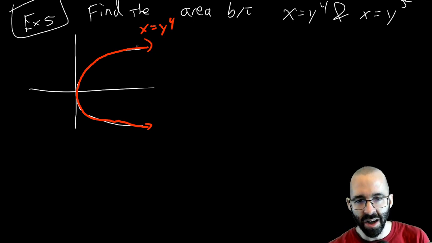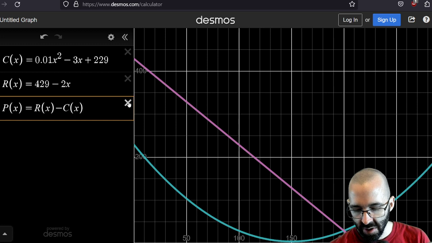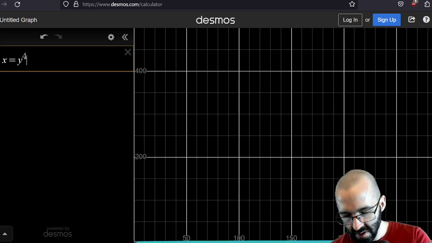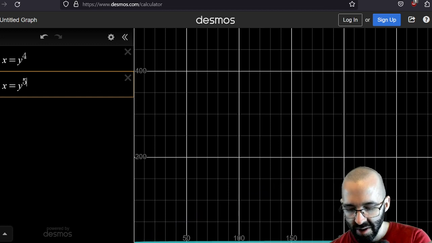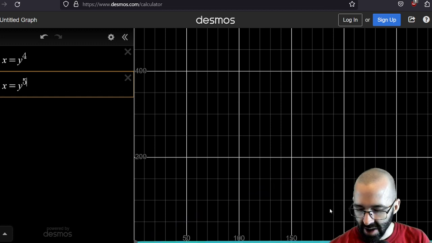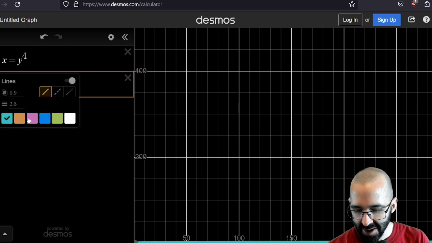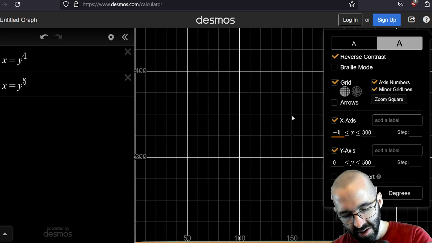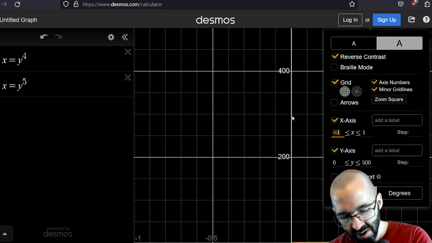You don't have to graph this by hand. You can just go over here: x equals y to the 4th, and x equals y to the 5th. And you can say, Jason, I can't see anything. That's okay. We have to reset our scale. Go from -1 to, no, -2 to 2 maybe.